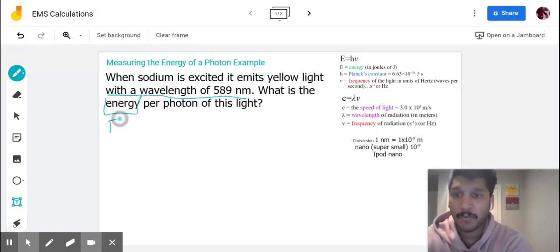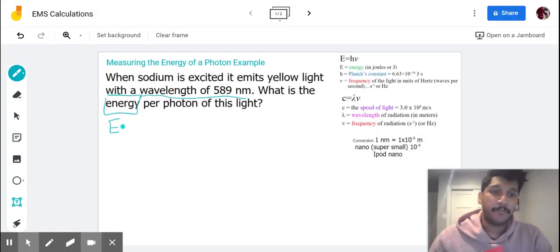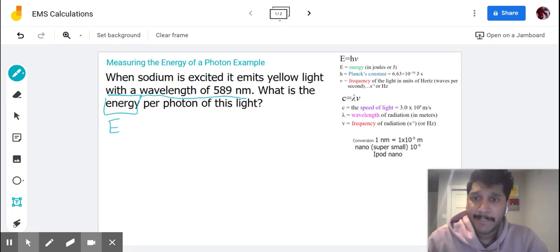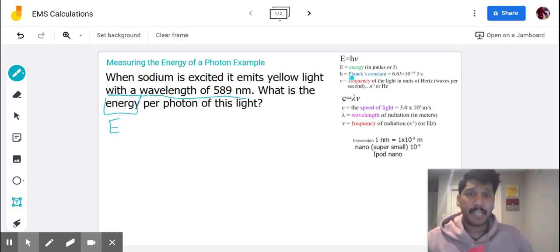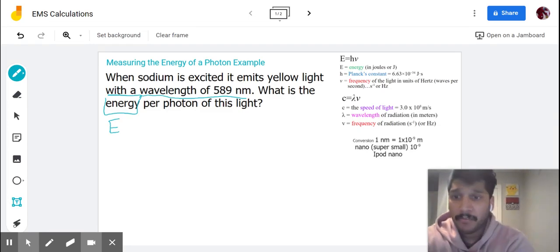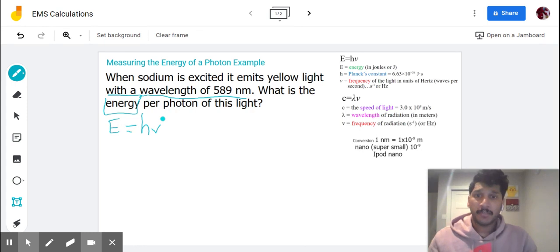So we're going to be looking for what the energy is for this photon, which is just a packet of light. All right, so we have equation number one, which gives us energy equals hv. E is the energy, h is our Planck's constant, and v is going to be our frequency. So we have E equals hv, right? So let's see what we can sub in here.